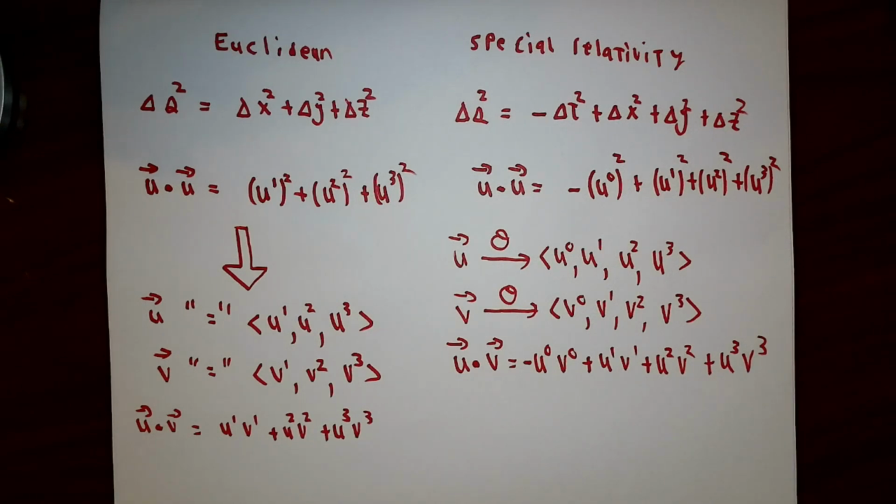A reasonable question to ask ourselves is, there is a category of linear transformations under which this dot product is invariant, the orthogonal transformations. What linear transformations leave this dot product invariant?